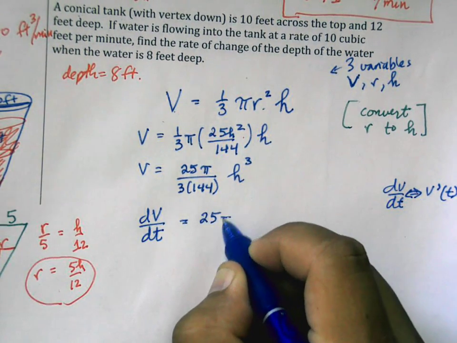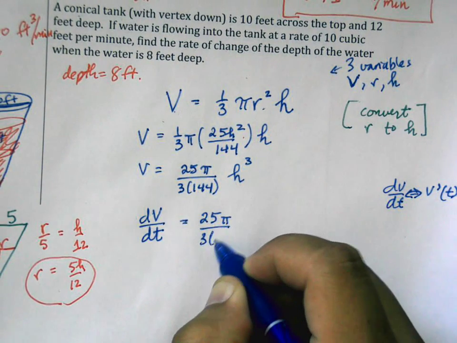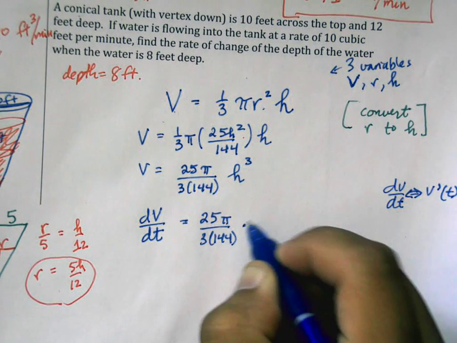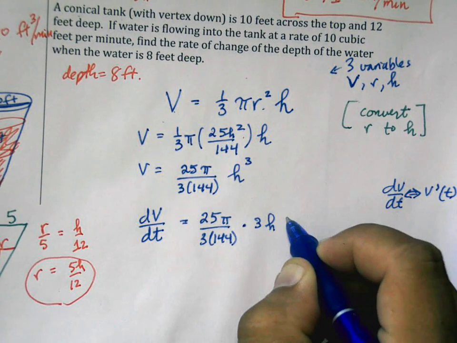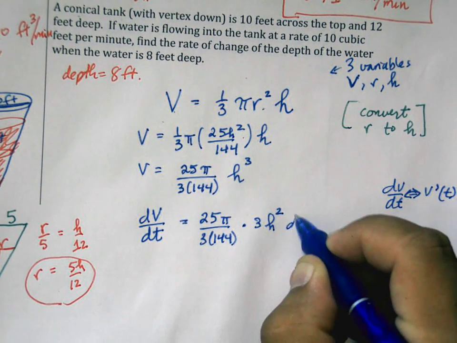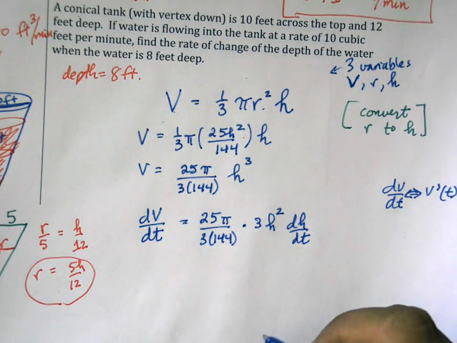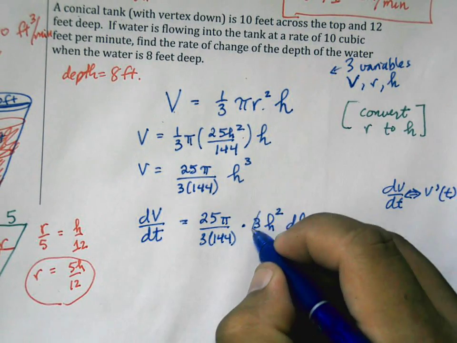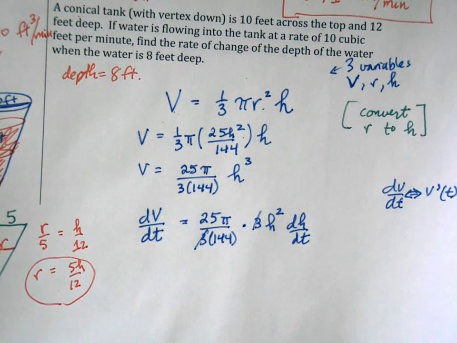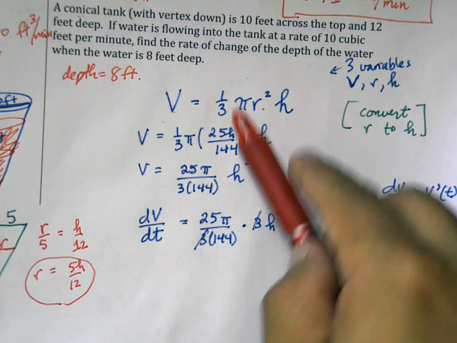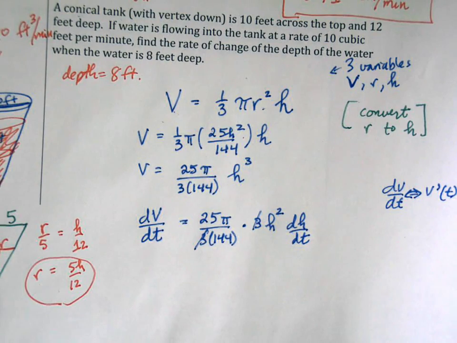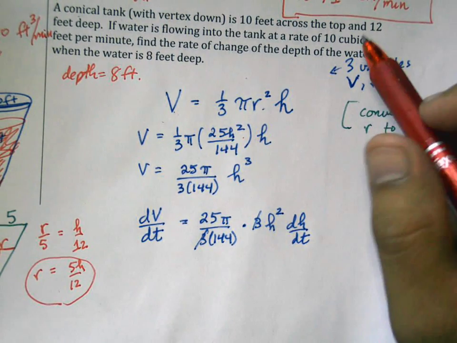So this is equal to 25 pi over 3 times 144 times 3 h squared dh over dt. So remember, what we're doing here is we've got to use the chain rule. And this 3 conveniently cancels out for us. And now we can go back into the givens in the problem and try to solve for some of the missing pieces.